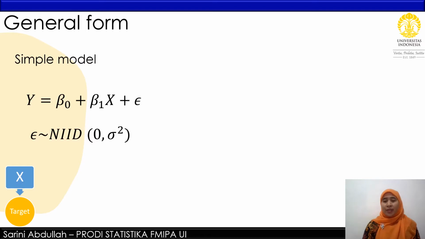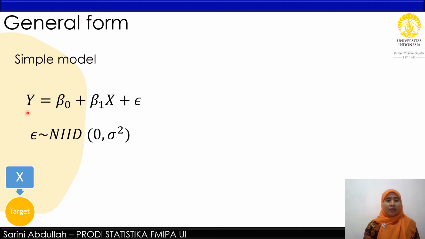Now let's have a look at the general form of the linear model. If we have the target variable only explained by one predictor variable, then the model representing this relationship is called a simple model. It is simple because it consists of only one predictor, that is just one x. So this is the form of the model.